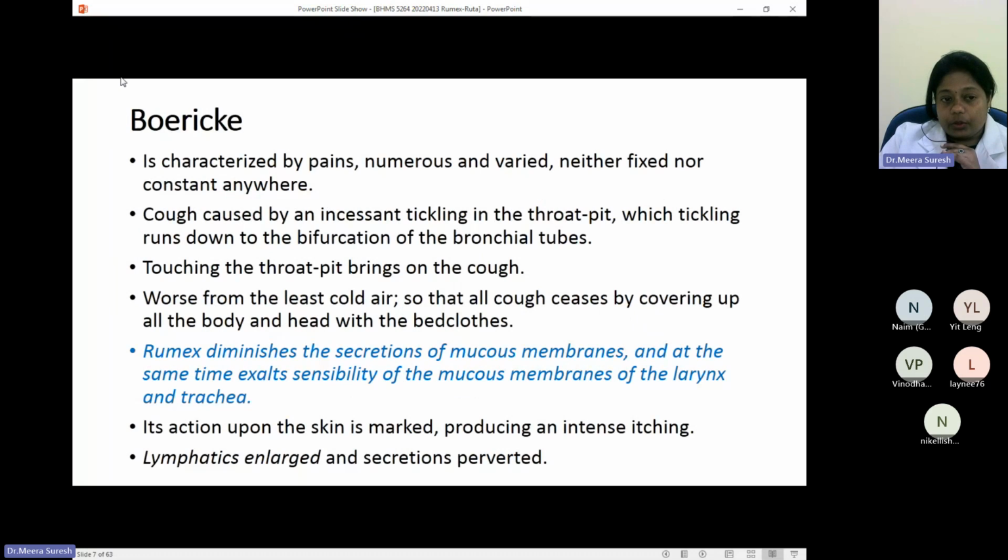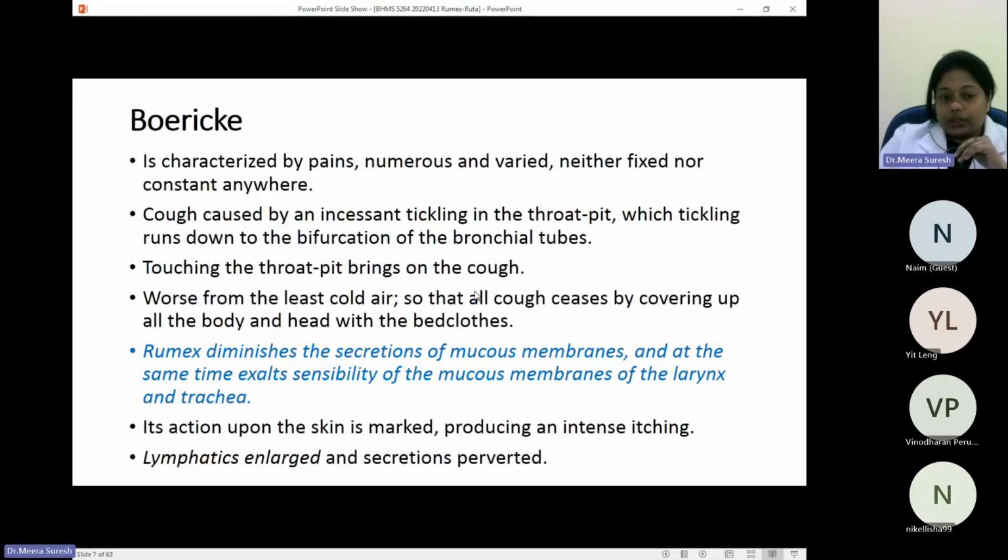In Boericke's book, Rumex is characterized by many pains, numerous and varied, neither fixed nor constant anywhere. This is the introductory part. And the most important is the incessant tickling in the throat pit, which results in the cough. Sometimes when the patient comes, they will say that it initially starts like an itching or a tickling sensation over here, like a scratch, and then the cough starts. The tickling runs down to the bifurcation of the bronchial tubes.